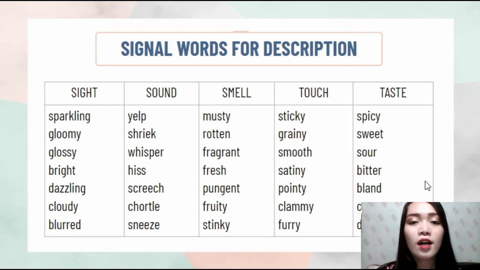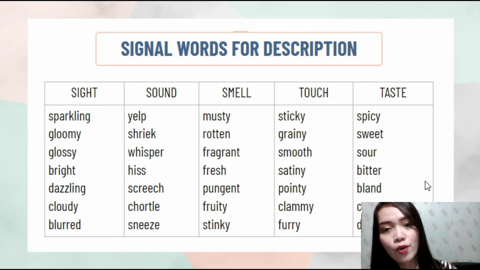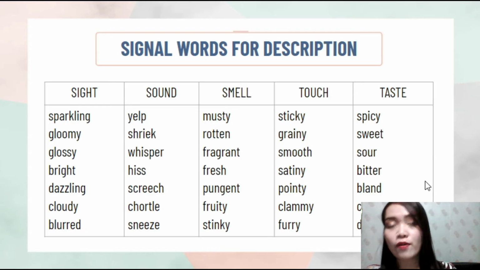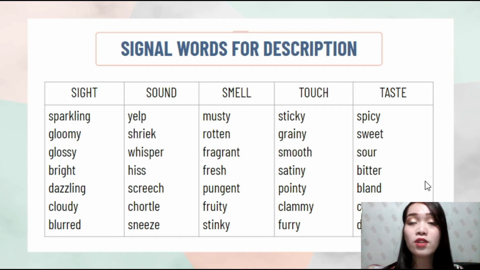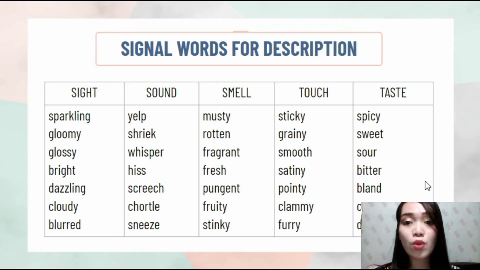You can also look at this kind of words. If you are able to read this kind of words wherein you are able to imagine how it tastes like, or to imagine how it feels like, you would say that this paragraph might be a descriptive paragraph, or this text can be a description type of text. But actually, there are a lot of words that you can use. You can search for more adjectives to describe different things. Not because I included them there doesn't mean that those are the only words that you can use as signal words for description.